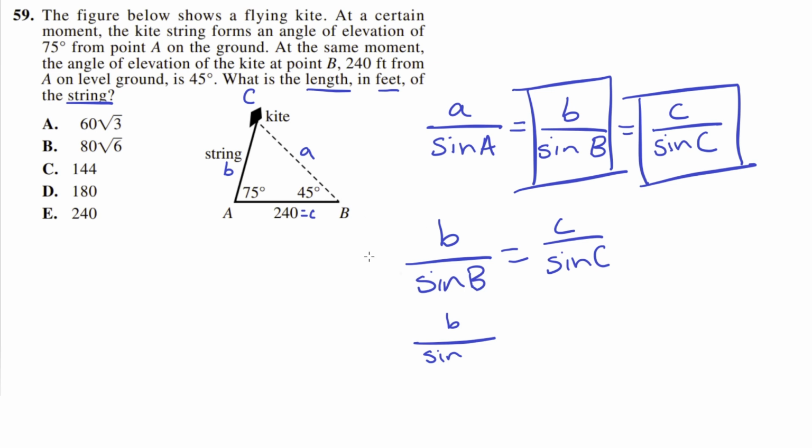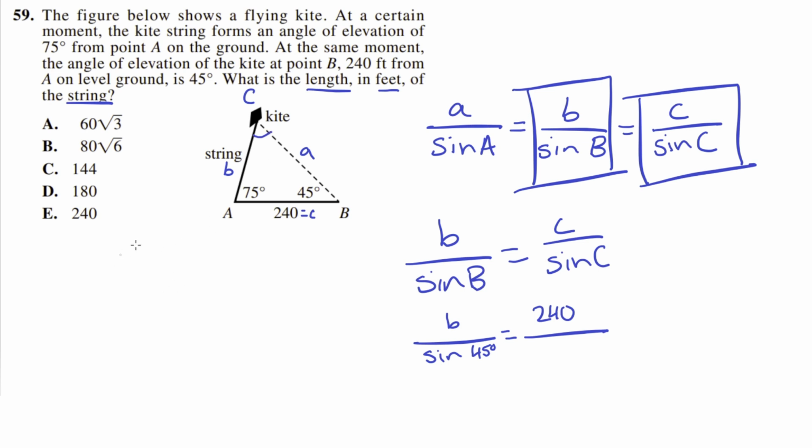We know that the measure of angle B is 45 degrees. We know the length of C is 240 feet. Now we need the measure of angle C. So this is angle C here.